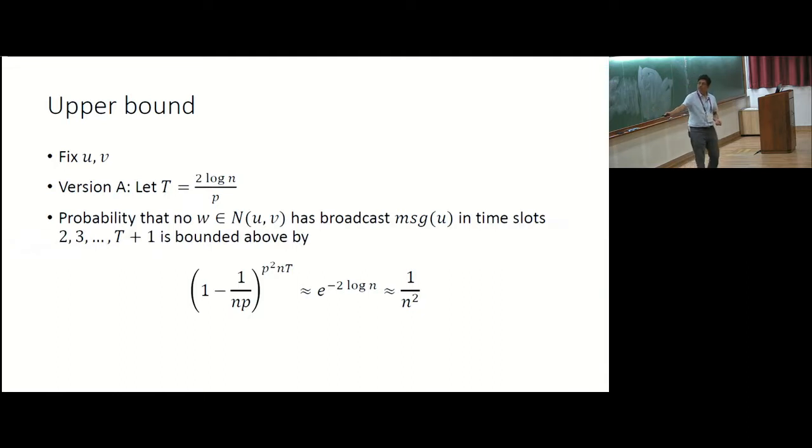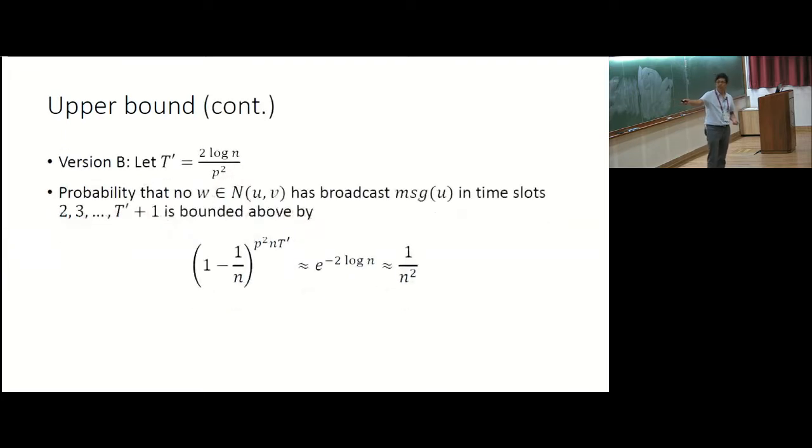And this also tells you what goes wrong in version B. So the 1 over NP here has to be replaced by 1 over N, so you need T to be larger. Basically, you have to take 2 log N over P squared, and the exact same calculation goes through. The 2 in front of the log N basically comes from taking the union bound over N squared things. That's the idea.